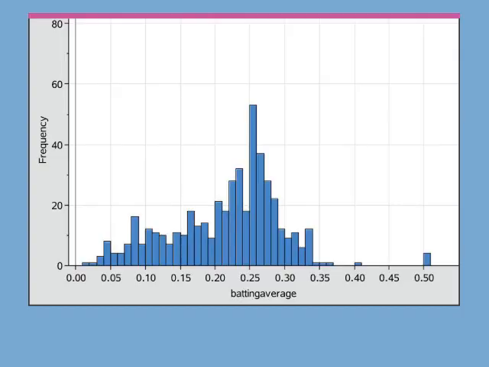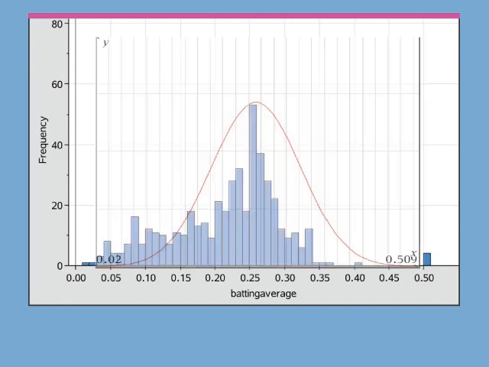The shape of this histogram is similar to that of a normal distribution. In statistics, a normal distribution, sometimes referred to as a bell curve, shows the distribution of measurements of a given statistic. A normal distribution shows the measurements cluster in the middle, with fewer at the extremes. For this data set, the mean, symbolized by the Greek letter mu, is 0.252. Because batting averages are normally distributed, the mean is in the middle of the distribution.